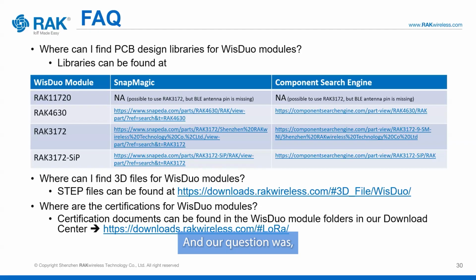Another question, which always comes up, is the certifications for WisDuo modules. We have certifications, usually at least CE, UKCA, and FCC for our WisDuo modules. The basic certification documents can be found in our download center under the folder LoRa, and then in the specific subfolders for the 4630, 3172 zip module, or 11720.